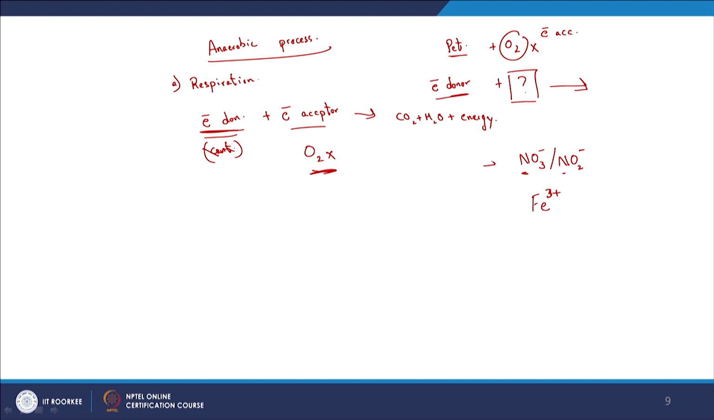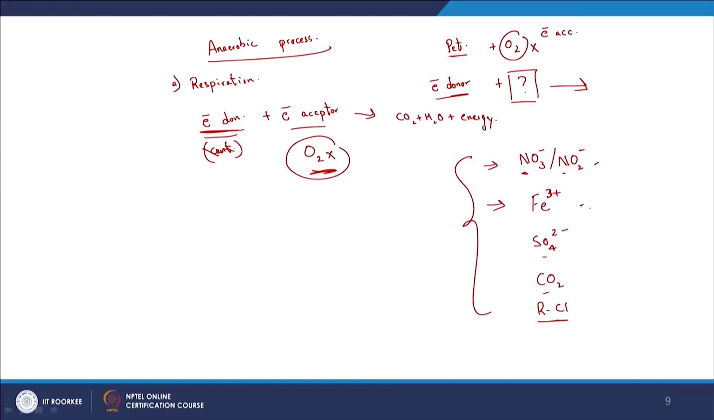And what else can I look at? I can look at sulfates, SO4 2-. I can also look at carbon dioxide, and then I can look at RCl, and so on. So, these are the other typical electron acceptors that can be looked at in this particular situation. We will look at each of these because they are important.